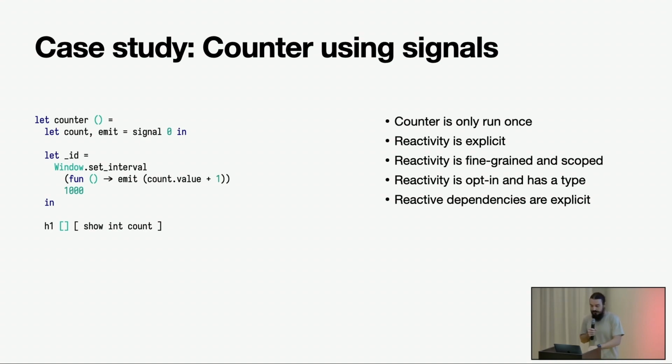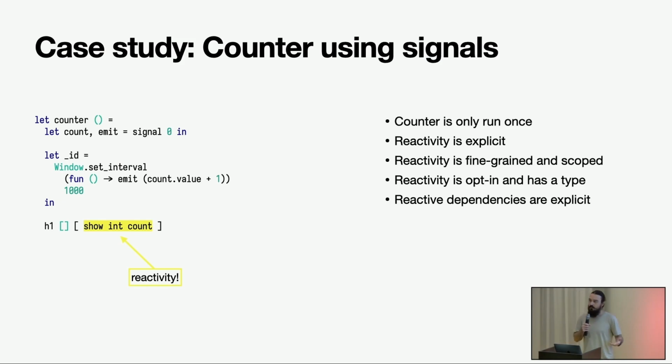And then in the end, this is reactivity. This is the explicit reactivity that I was telling you about. So the only thing that's going to update whenever our signal is changing value is this piece of HTML there. And reactivity is explicit here. We are being opt-in about all of this stuff that's dynamic in nature.